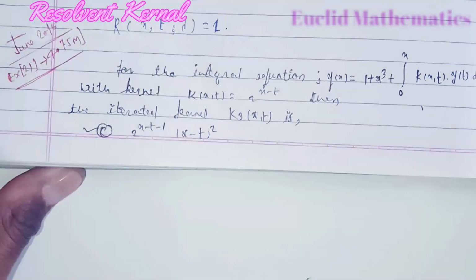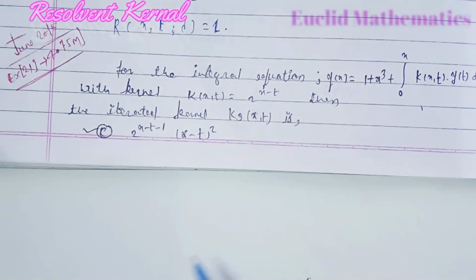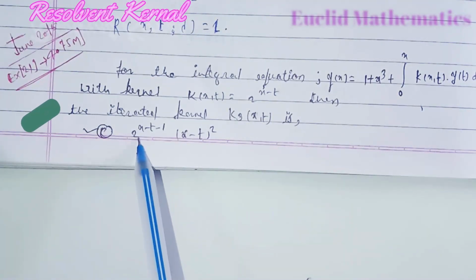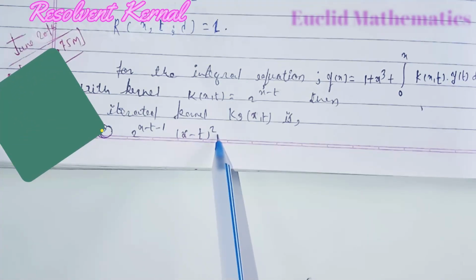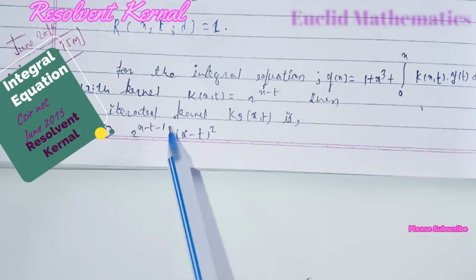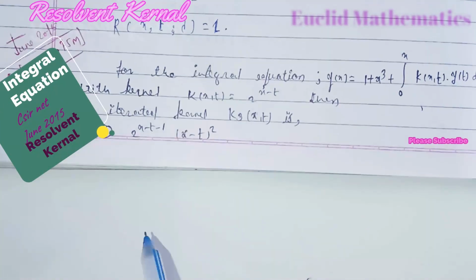You can see my third option given here, a similar option in our question paper: 2 raised to x minus t minus 1 into x minus t square. This is the required iterated kernel from our example.